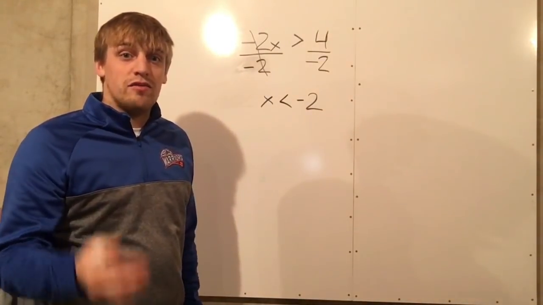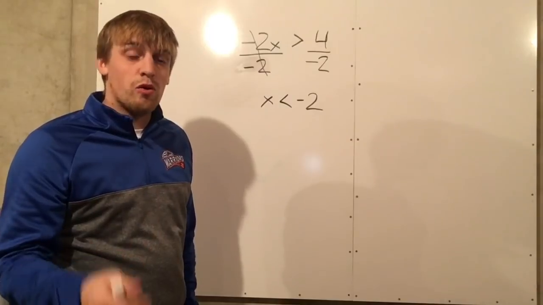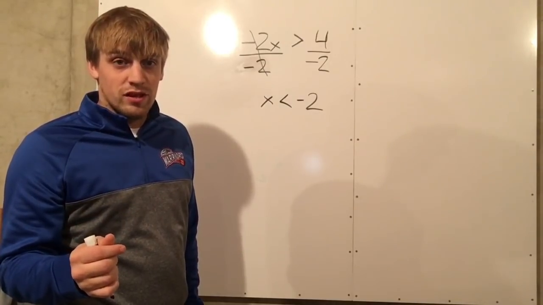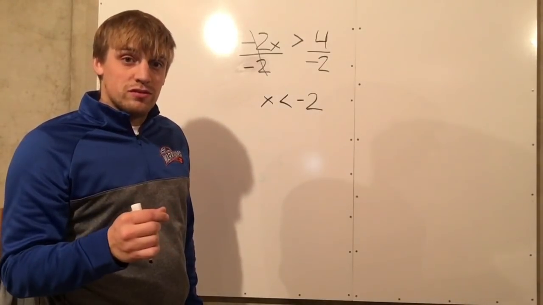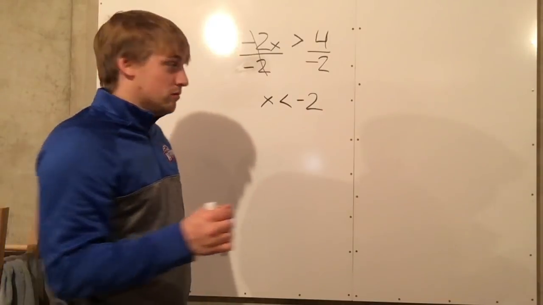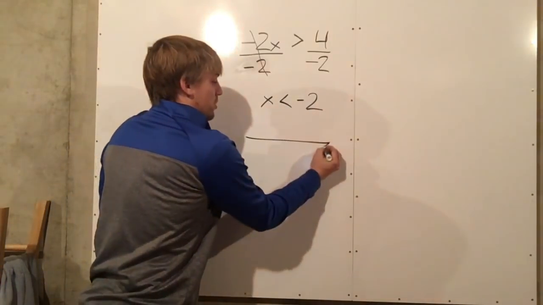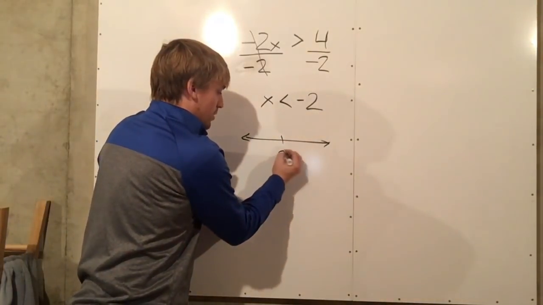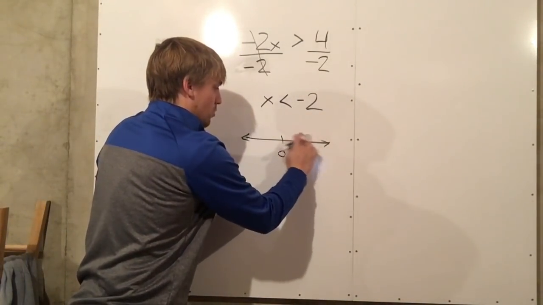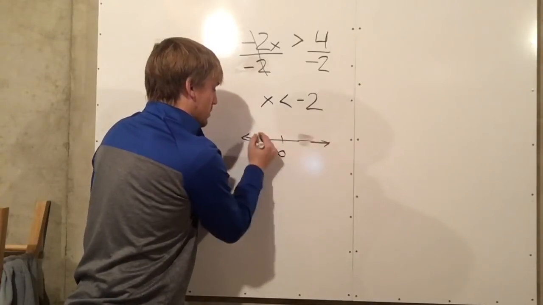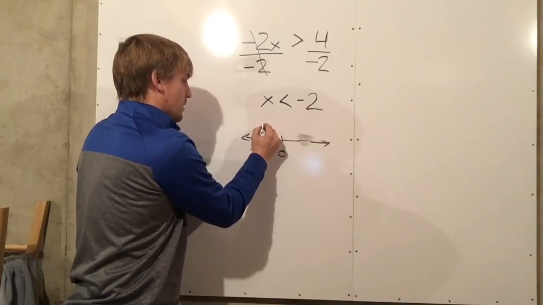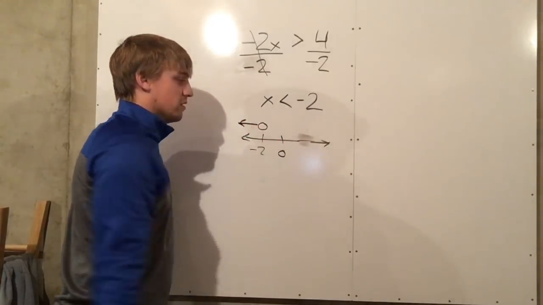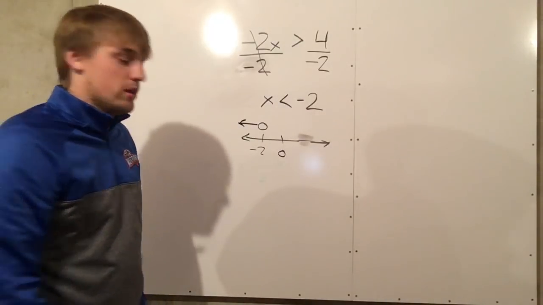I'm going to say it again. If you divide by a negative or multiply by a negative, the inequality flips. Okay? And then, because this is an inequality, we want to show it visually, we would graph it. -2 comes on this side, open circle pointing to the left. Okay, let's try another one.